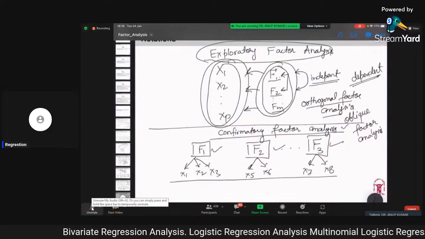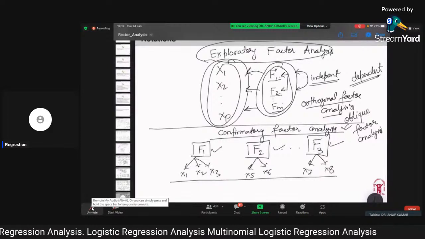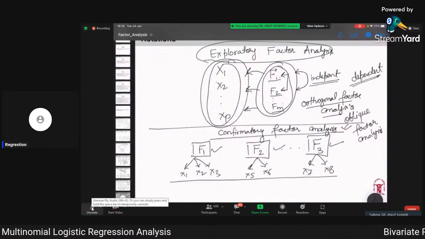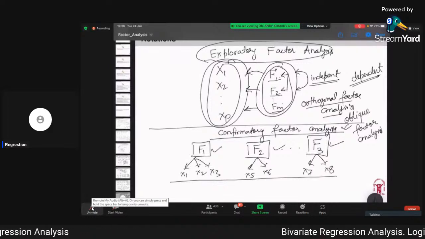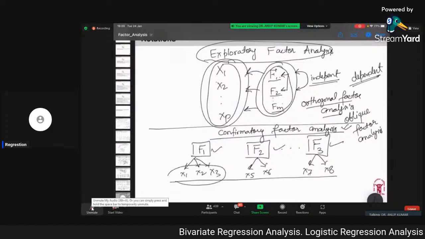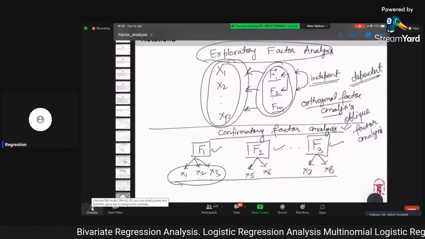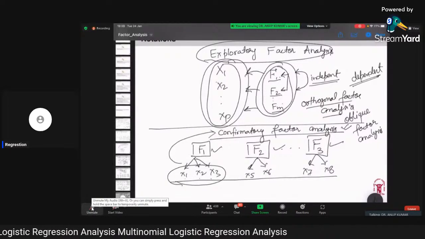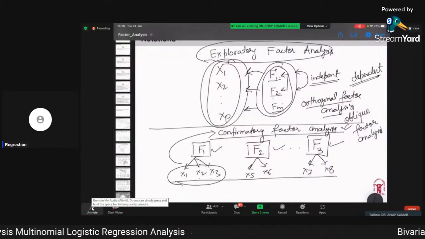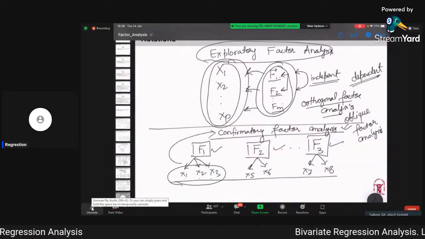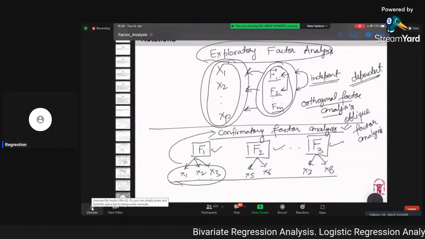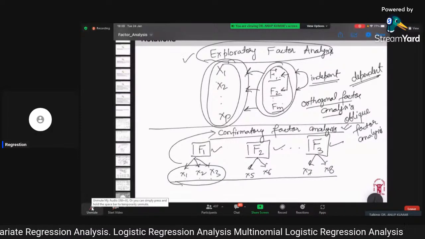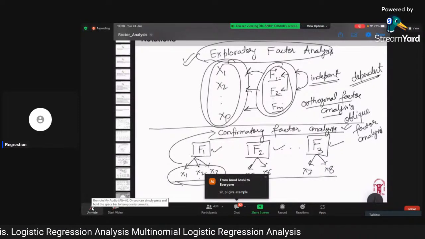What is confirmatory factor analysis? Before conducting the factor analysis, the PI knows that there are only 3 hidden factors, and you have to search which variables are associated with these 3 factors. If you are going to do this analysis, it is confirmatory factor analysis. The advanced version of this is also termed path analysis and SEM. I am not going to discuss that today. I will be discussing only exploratory factor analysis.